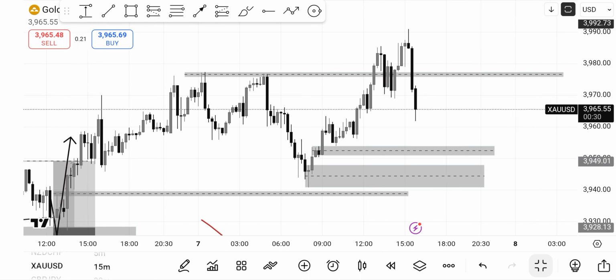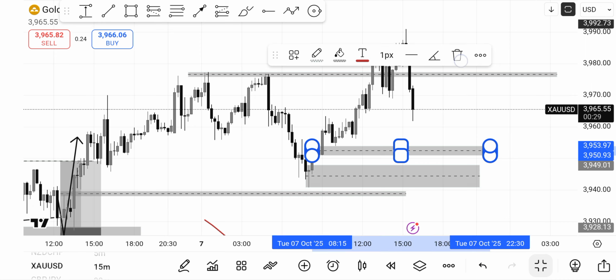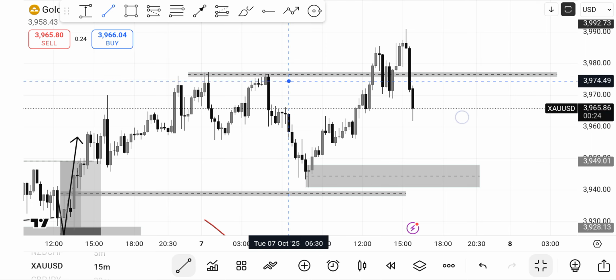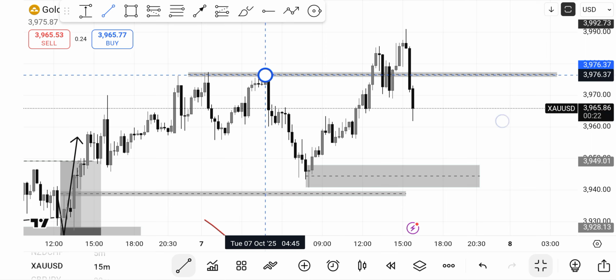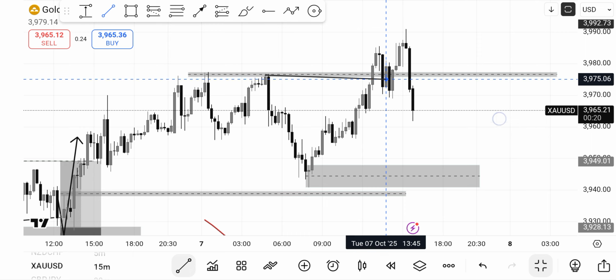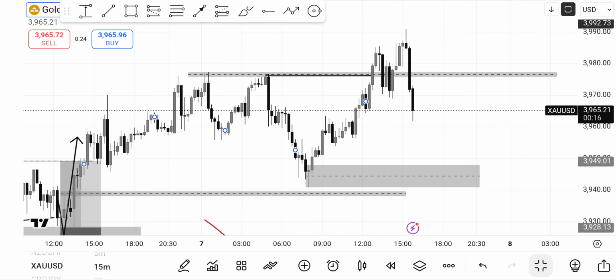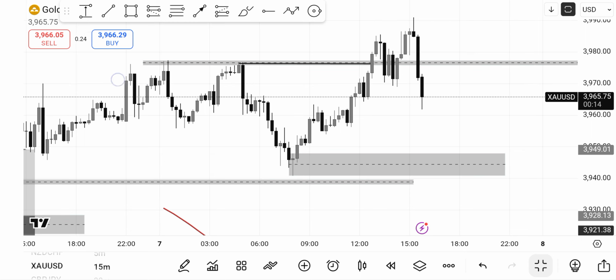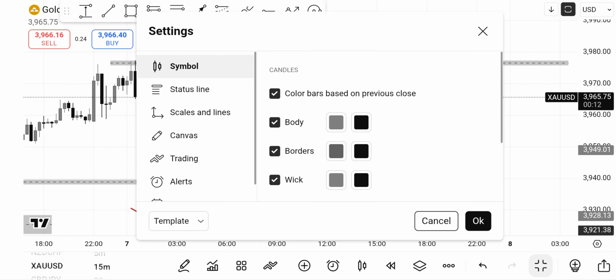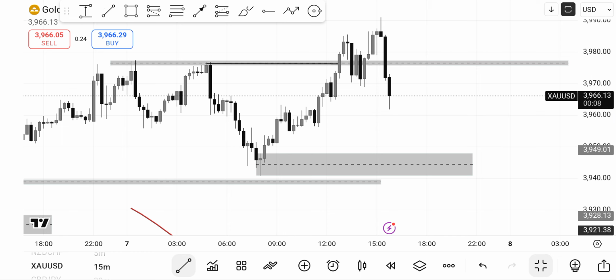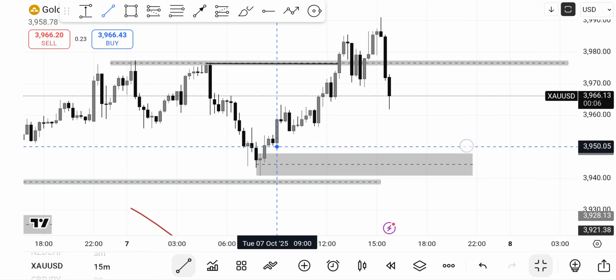So all this might be liquidity. Let me delete this. So this is the break of structure. As I told you, you have to first have a break of structure. This is the break of structure. This is an order block here, the origin. This is the origin, call it an order block. And this is trend line liquidity here.